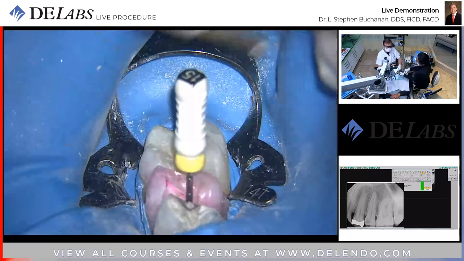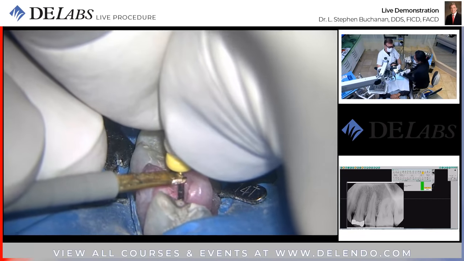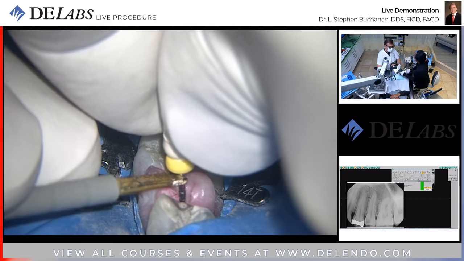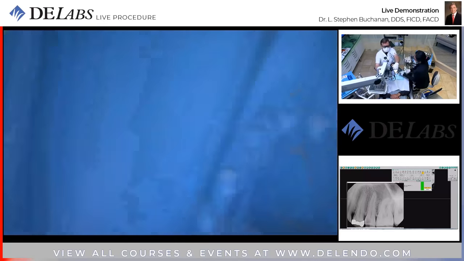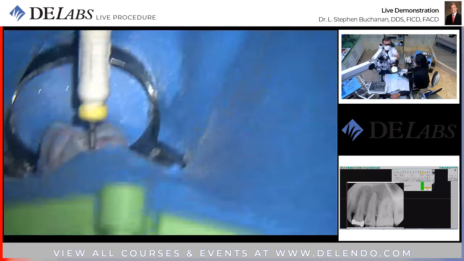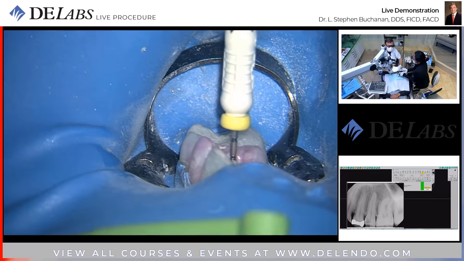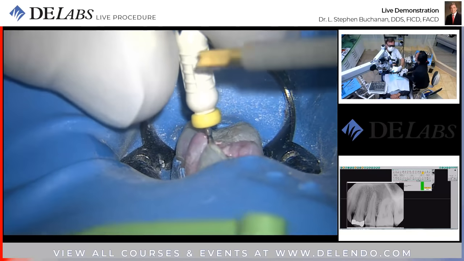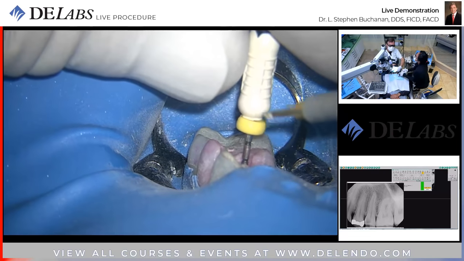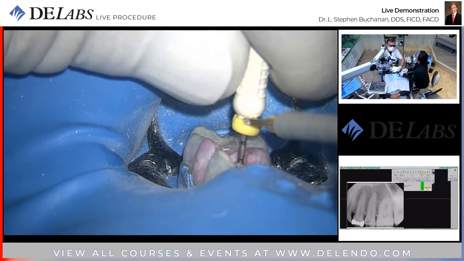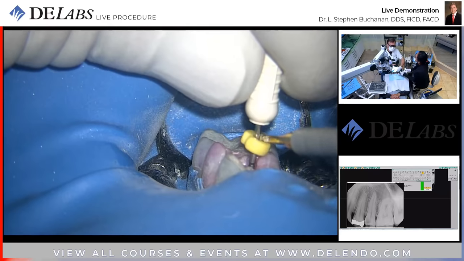Apex locator. Don't leave home without it. Okay, we're long. I'm going to rotate just barely back and it says I'm right there. I'm going to change my microscope angle. This is important because I need to see exactly how it's meeting that reference point. I want it to be at right angles. You know, I should pick the lingual. I usually want the longer one if I have my choice, but it's straighter towards the lingual.